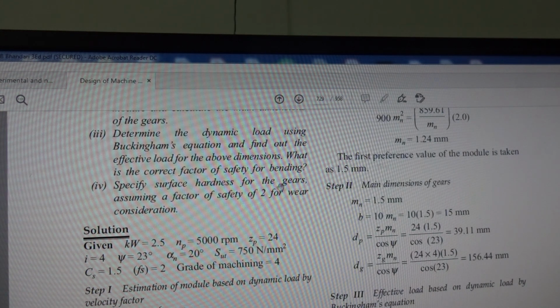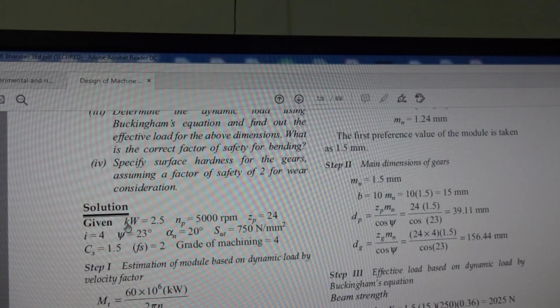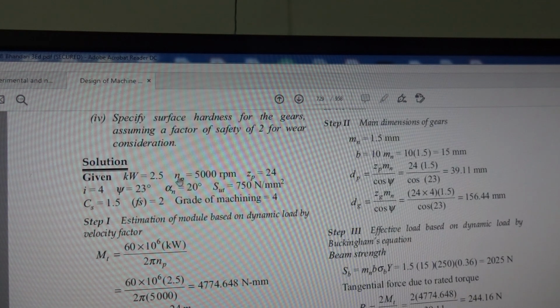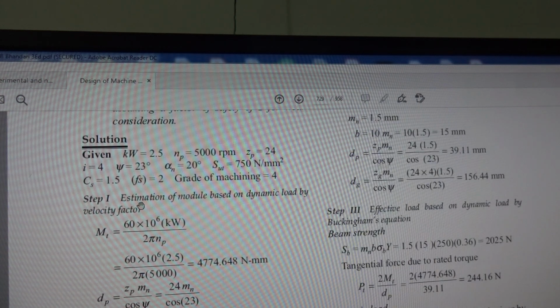Specify surface hardness for the gear, assuming a factor of safety of 2 for the wear considerations. So here, given: power 2.5 kW, speed of the pinion 5000 rpm, Zp 24, that is, teeth on the pinion is 24, velocity ratio 4, psi 23, alpha 20 degrees, SUT 750 Newton per mm square, CS 1.5, Fs 2. So grade of machining is 4.